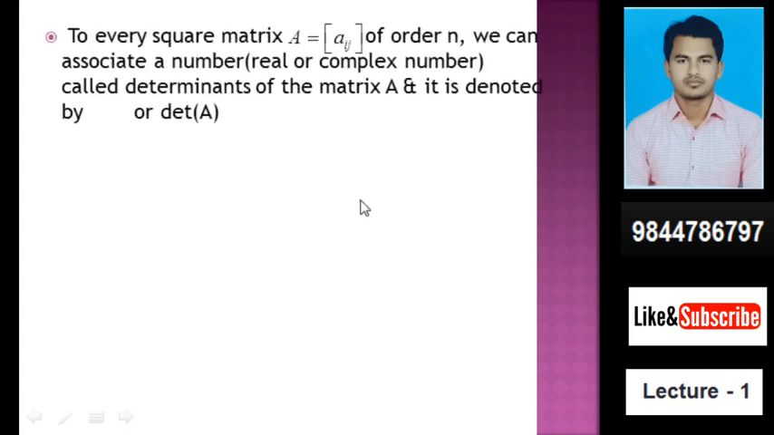The definition of determinants. Remember one thing: every square matrix. If we are going to define a determinant, the matrix should be square. I told you, square means what?